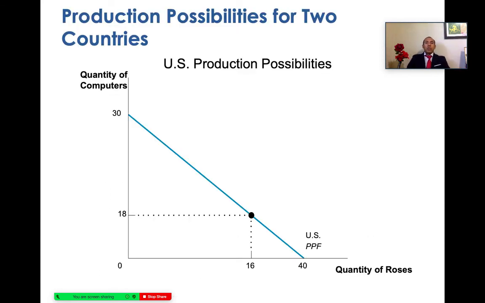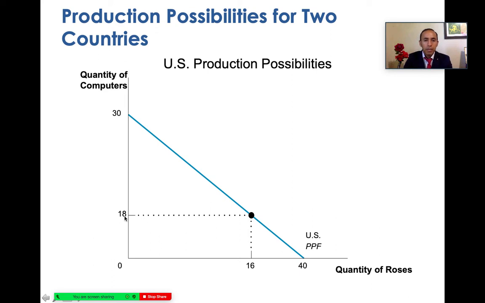Let's take a look at the US, for example. Consider the production possibilities frontier for the US. We have the United States that can produce computers and that can produce roses. The United States is one of the most developed countries in the world, and it has the ability to produce the vast majority of goods and services better than anybody else in the world. If you look at the current production, it can produce 30 computers and 40 roses.